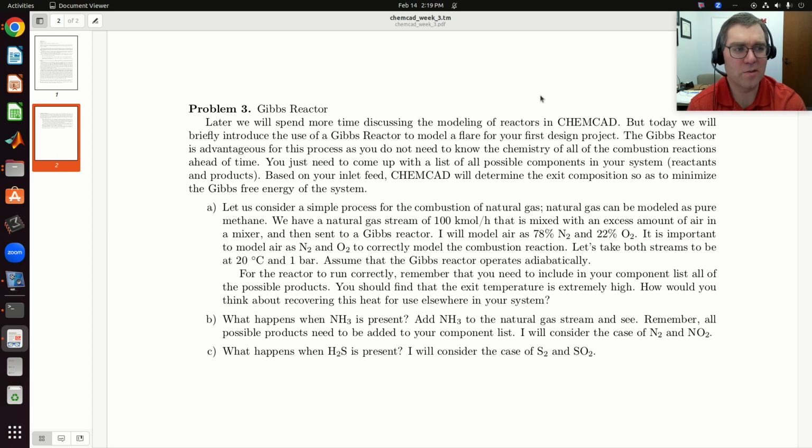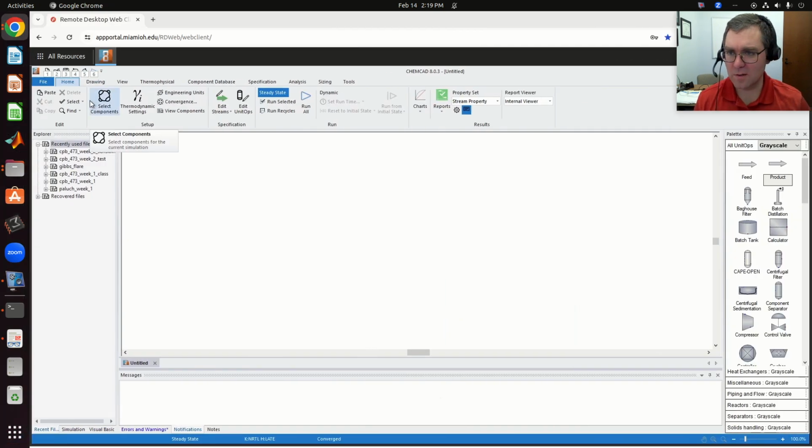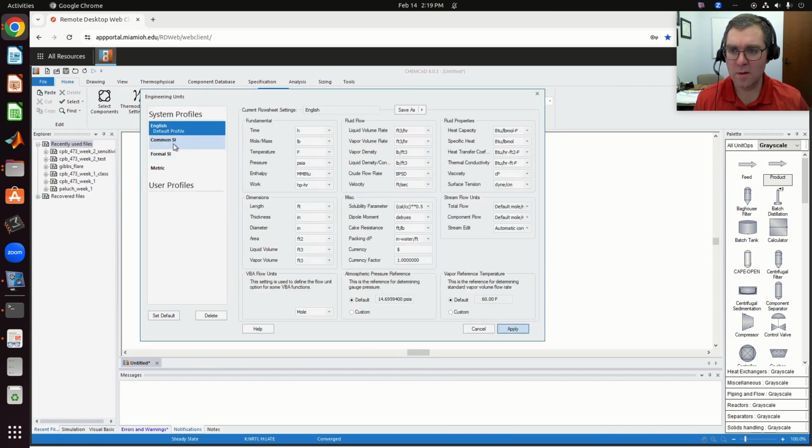And these are just interesting problems because with NH3, we end up forming diatomic nitrogen, right? So not even knowing what the relevant combustion reaction is for NH3, the Gibbs reactor will give us the correct product distribution. Okay. So anyways, the scenario is I'm going to start out with a new flowsheet. So I'm going to choose my engineering units. I'm going to make it common SI, but change my mass to kilomoles.